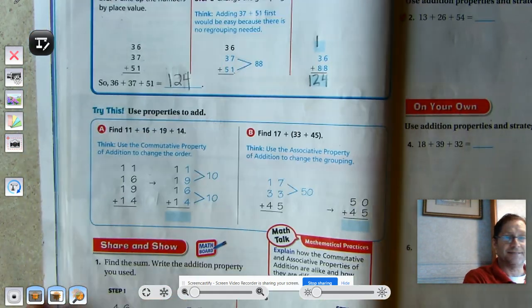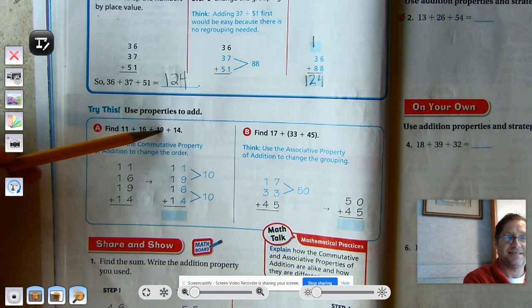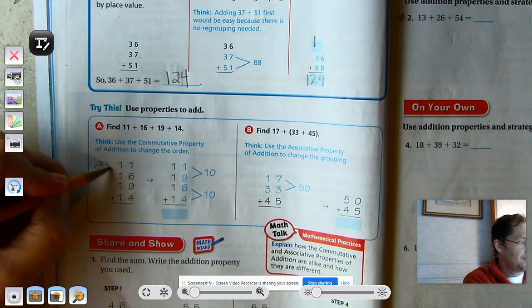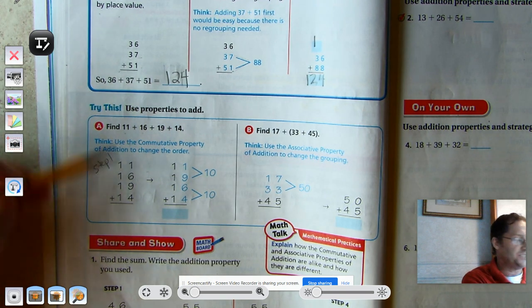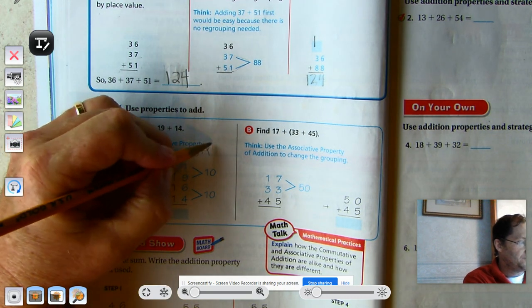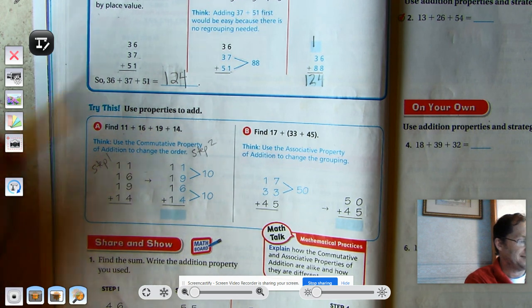All right, try this. Use properties to add 11 plus 16 plus 19 plus 14. Step 1, line up the digits by place value. Step 2, group numbers so that we can make tens.